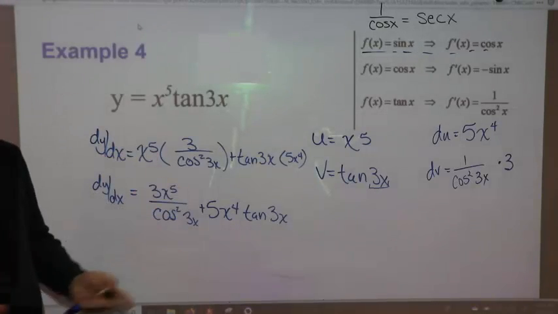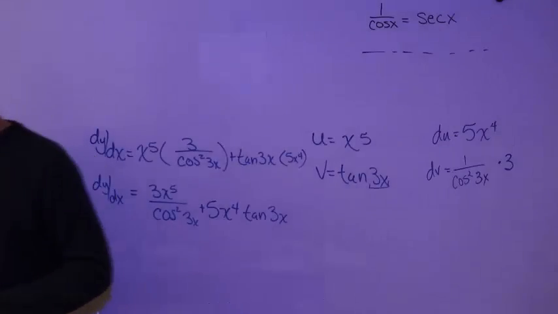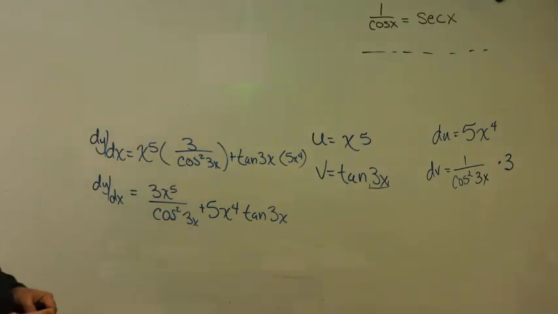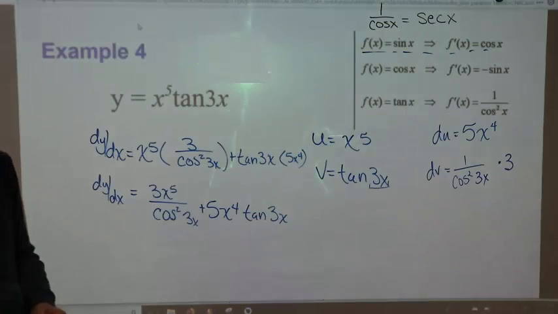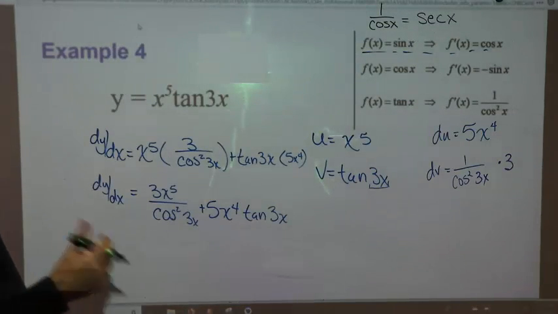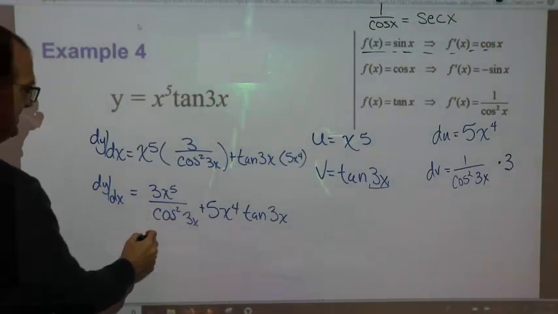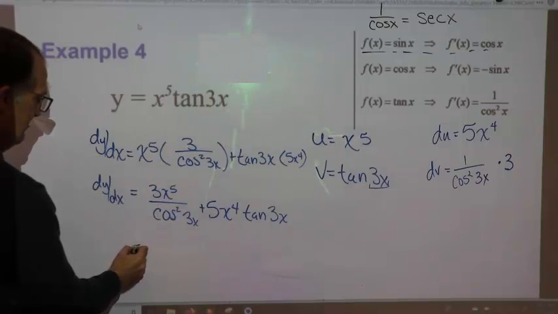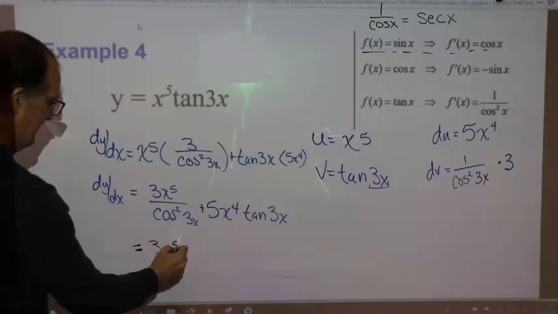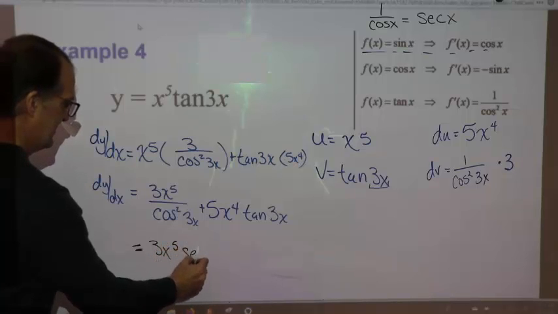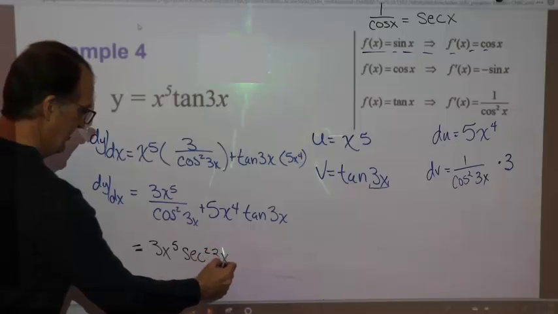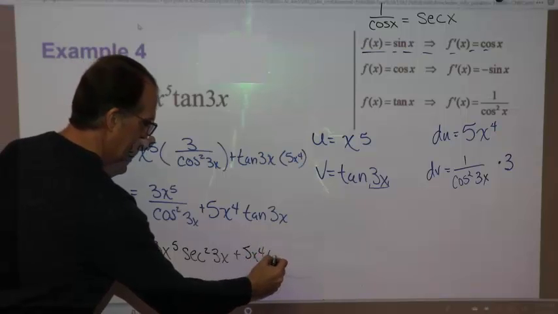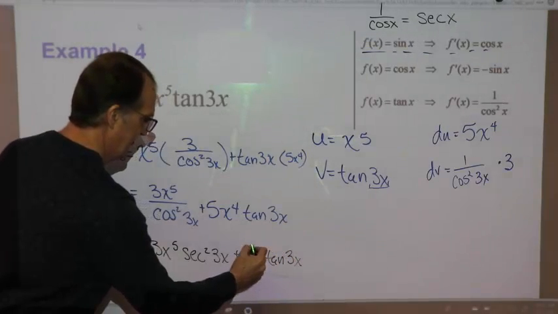And so sometimes, in fact, if you do some practice problems from the PDF I gave you, you'll see that instead of writing 1 over cosine squared of x, well, they call that secant squared. And so another way this could actually be written is 3x to the 5th secant squared 3x plus 5x to the 4th tangent 3x.